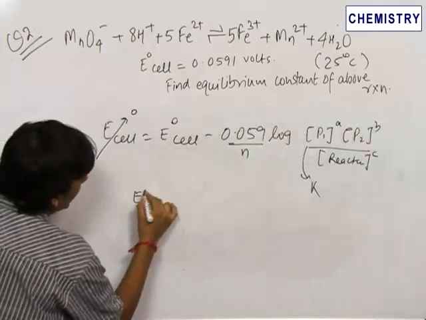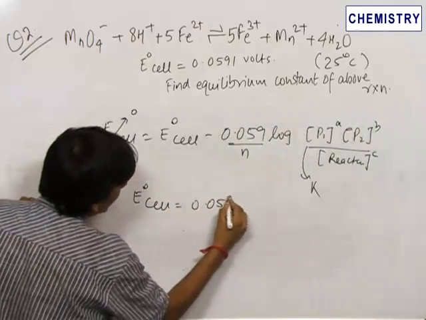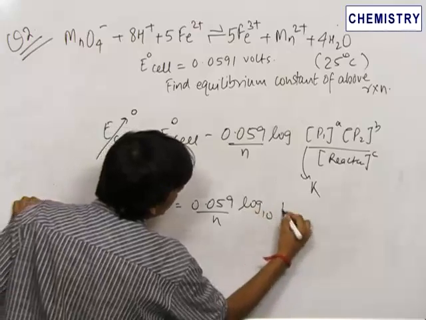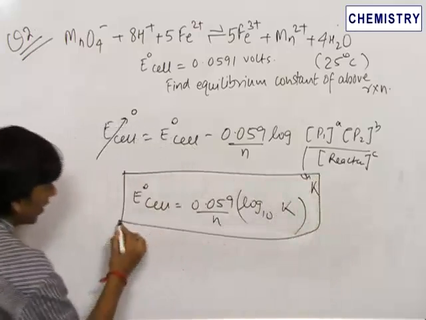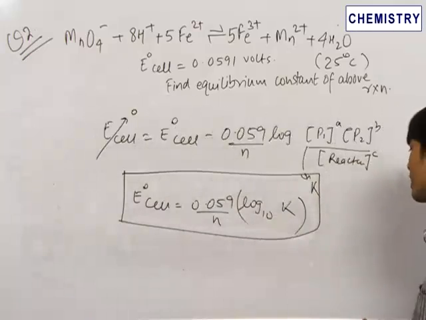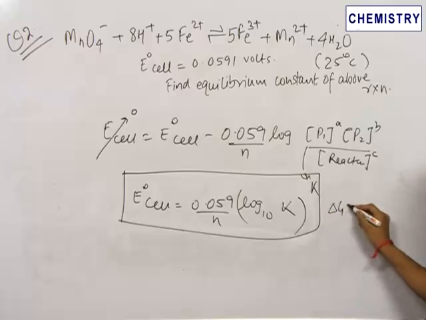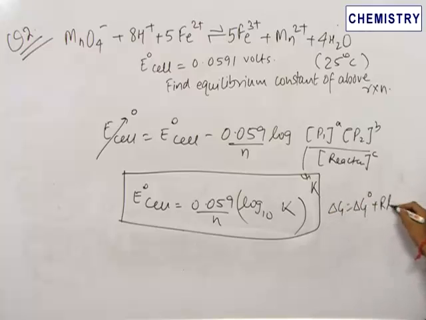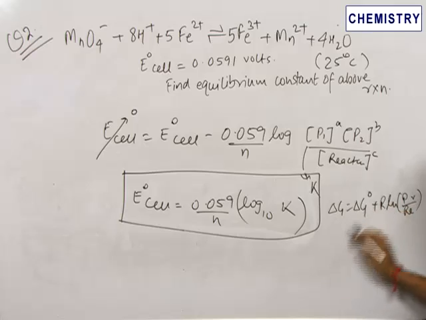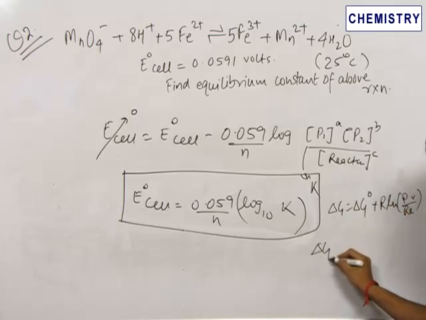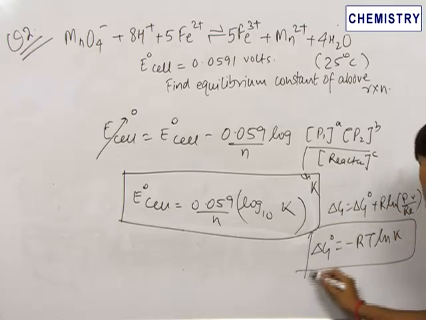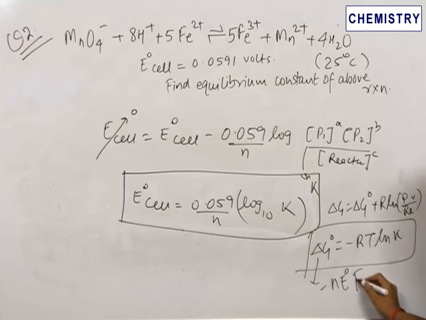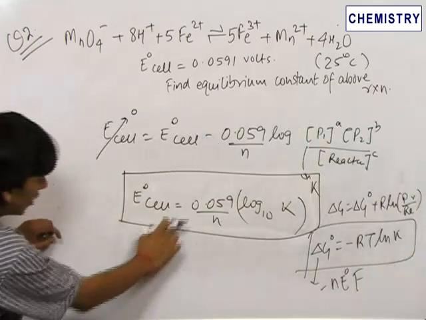Therefore at equilibrium we can write E naught cell is equal to 0.059 upon n log of k to the base 10. Now you should also remember this formula. E naught cell is equal to 0.059 upon n log of k base 10. This can also be derived from delta G is equal to delta G naught plus RT ln products upon reactants to their respective powers. Now at equilibrium delta G is equal to 0, therefore delta G naught is equal to minus RT ln k. So you can also derive it from this, where delta G naught is equal to minus n E naught F. These two equations are actually the same thing. So let us use this equation.